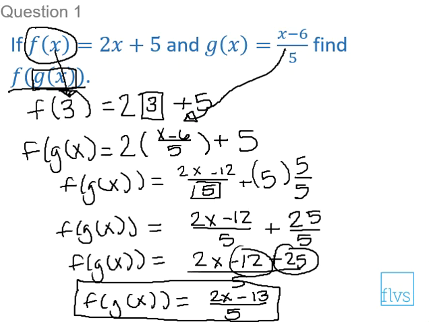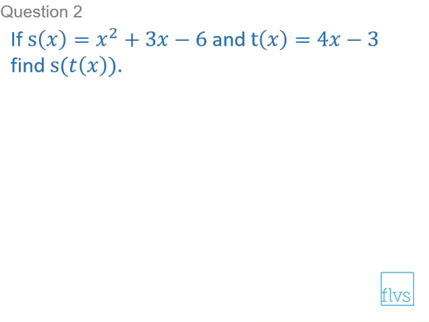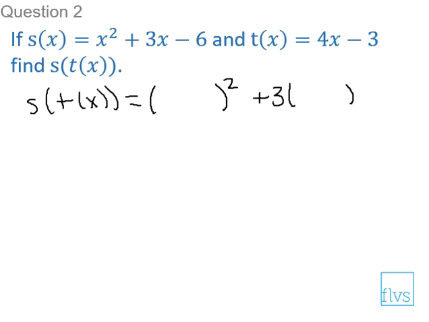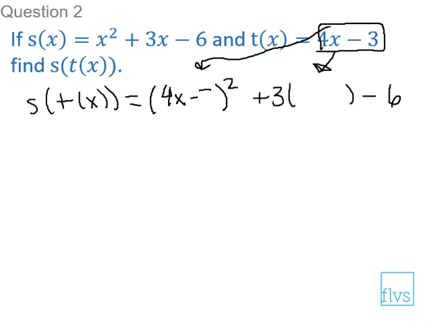All right, now let's do another example of the same concept. Again, this one's s of t of x, and so anytime I have an x, I'm going to replace it with parentheses. And anytime I have those parentheses, I'm going to insert t, which is 4x minus 3.